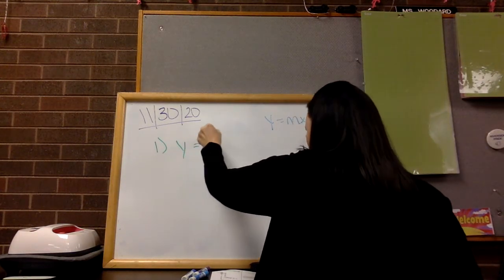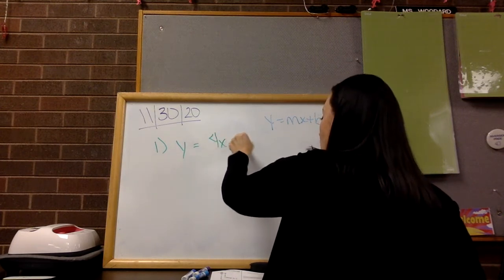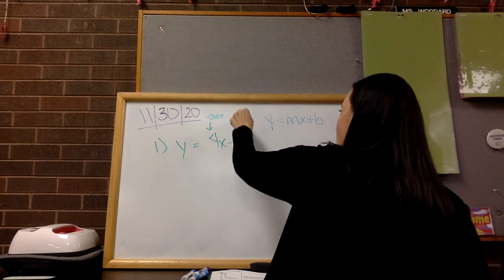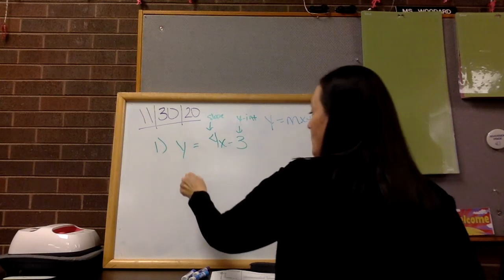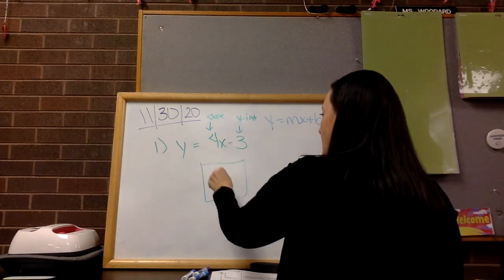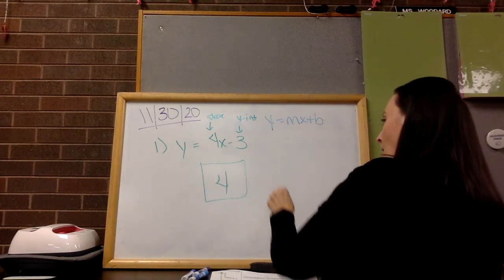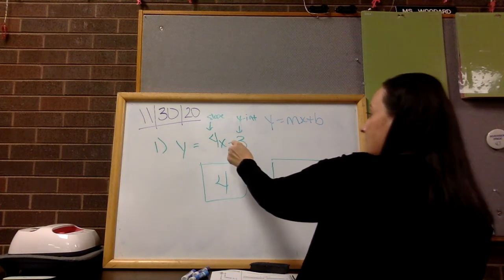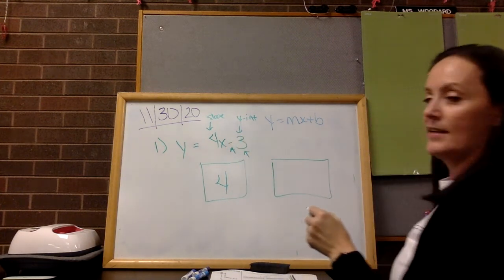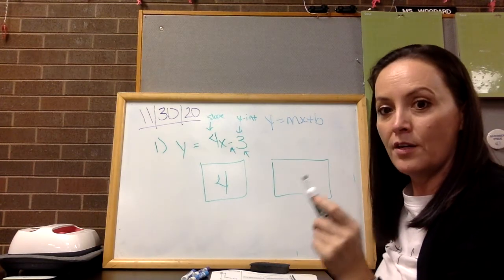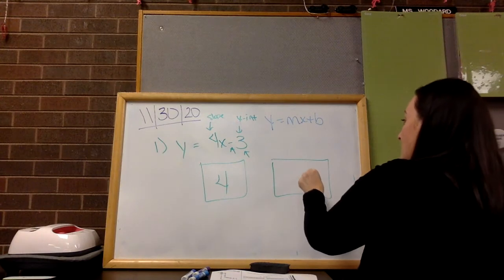So the first one says y equals 4x minus 3. Remember, that's the slope, and this is the y-intercept. So when you guys are going to write this, it says the slope of the equation. So the first box is 4. The slope is 4. And the y-intercept, it crosses the y-axis. And this is important that you recognize that minus. That minus 3 is super important. So it's going to cross the y-axis at negative 3.